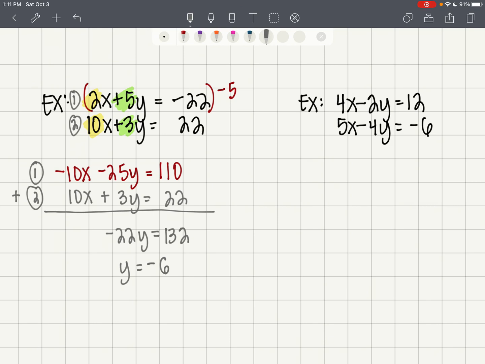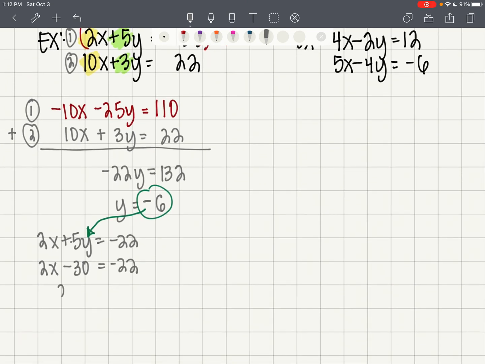Now I'm looking at the original equation, 2x plus 5y equals negative 22, and I'm going to substitute in for y a negative 6. 2x plus 5 times negative 6 would be negative 30 equals negative 22. We add 30 to both sides, 2x equals 8, and x equals 4. So the answer is 4, negative 6.